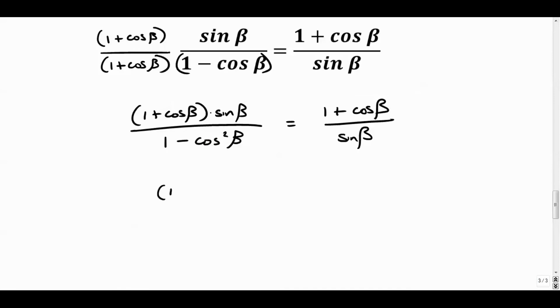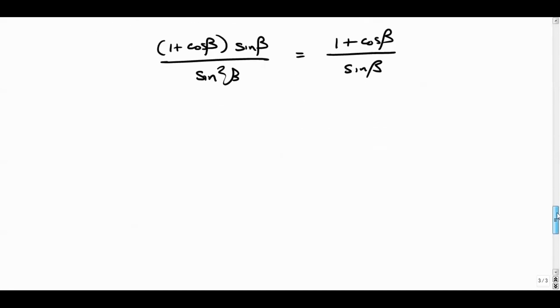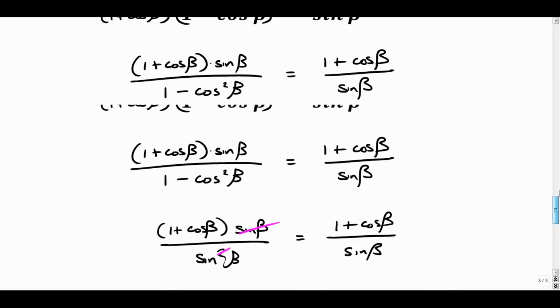So let's leave those alone, and let's just change that denominator. Let's change my denominator, of course, using Pythagorean. 1 minus cosine squared is just sine squared. And sure enough, we have a cancellation. I have a sine on the top, and I have 2 sines on the bottom, so one of those will cancel. I get 1 plus cosine beta over sine beta. So that one wasn't too difficult, I guess. A little bit of algebra. So that takes care of part 2 of 3.